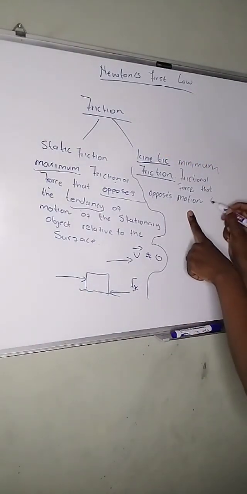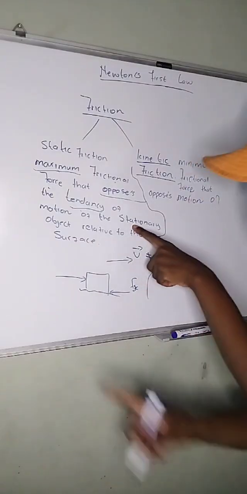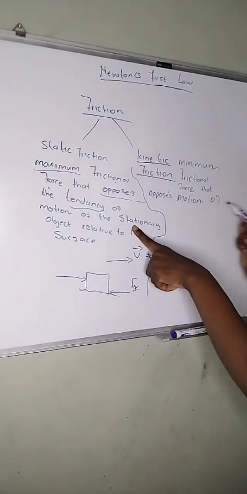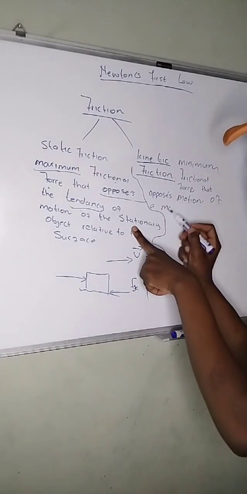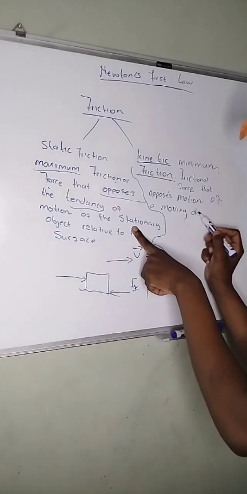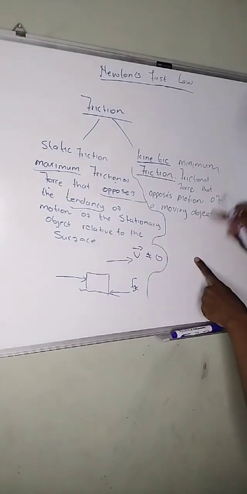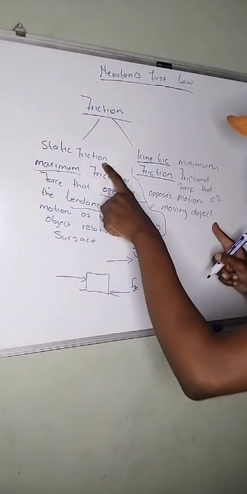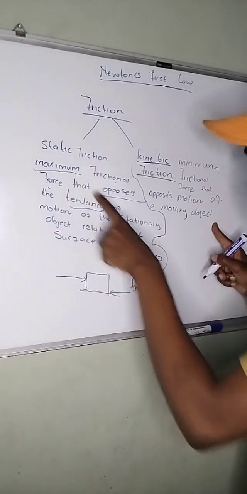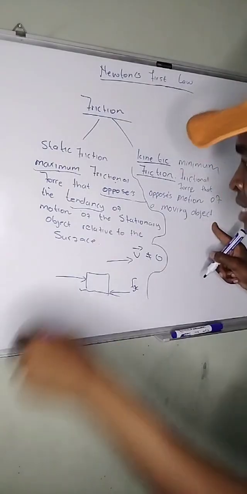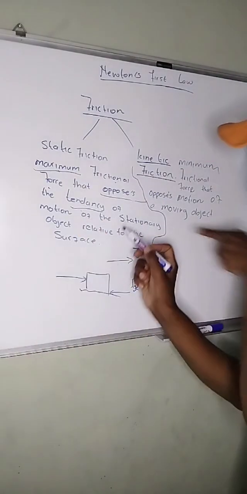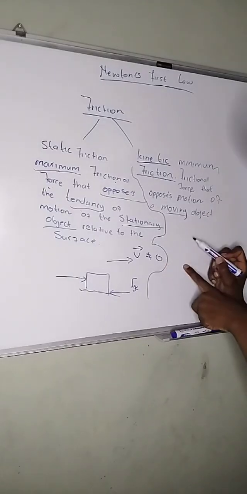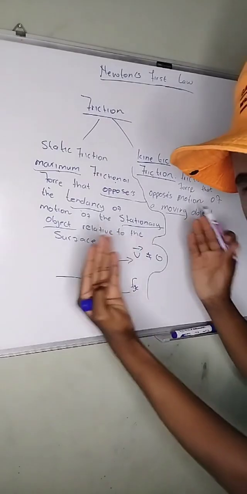It opposes the motion, not of a stationary object, because the object is now moving. You get it? It opposes the motion of a moving object. The static friction is the maximum frictional force that opposes the motion of what? Of a stationary object. The object is stationary. Here, the object is moving. Do you get the difference, Mark?